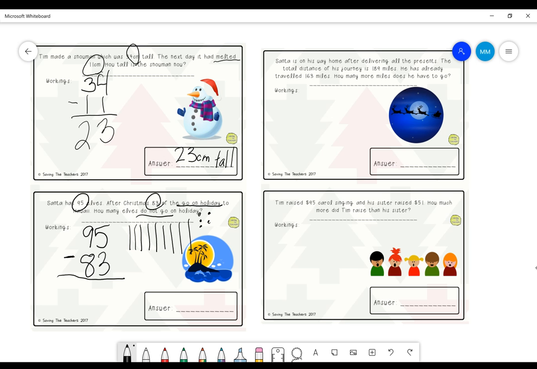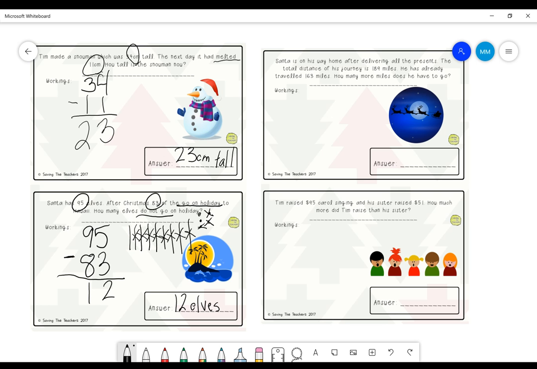I am going to start with my ones place. I have 5 ones in 95, and I'm going to take 3 ones away. So 1, 2, 3. And then I go to my tens place. I have 9 tens, and I'm going to take away 8. 1, 2, 3, 4, 5, 6, 7, 8. So in my ones place, I had 2 ones left, and I had 1 ten left. How many elves stayed in the North Pole? We had 12 elves. 12 elves stayed in the North Pole.